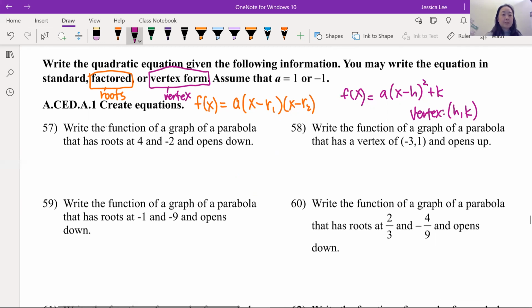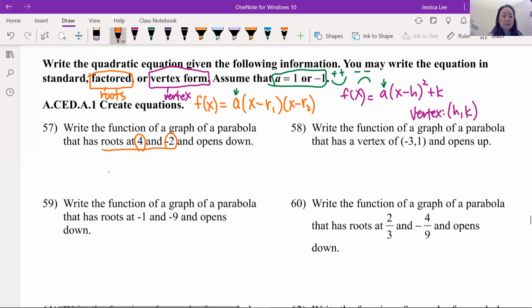So if you look at 57, it says, write the function of a graph of a parabola that has roots at 4 and -2. So automatically roots, I'm like, okay, orange, roots at 4 and -2. So these are my two roots. It doesn't matter which one is r1, r2. And opens down. So opens down refers to our a. Remember our a? Because if that a is positive, it opens up. If it's negative, it opens down. So that a is the same a as in the other form. It's the same in both contexts. It doesn't change.